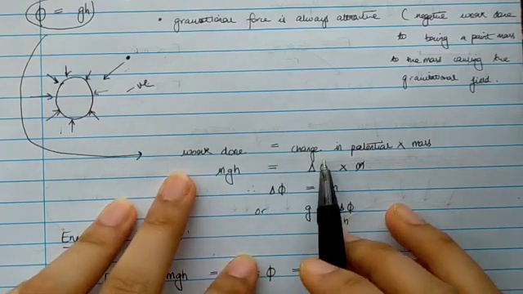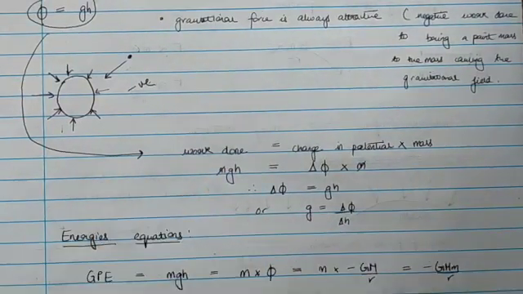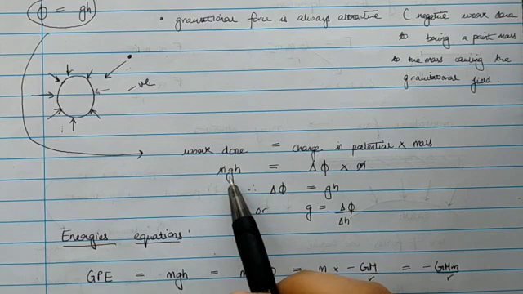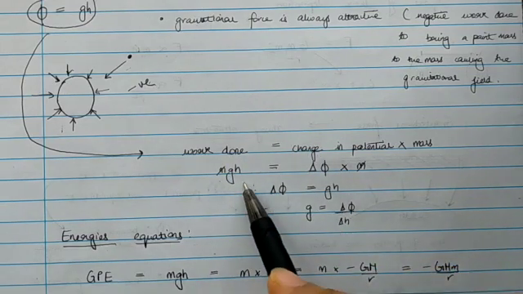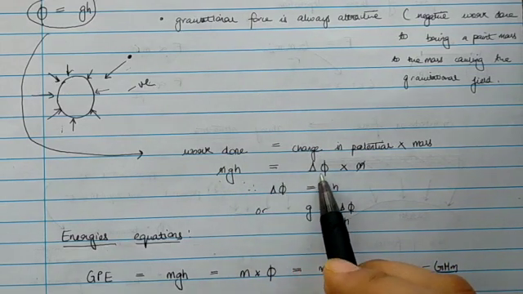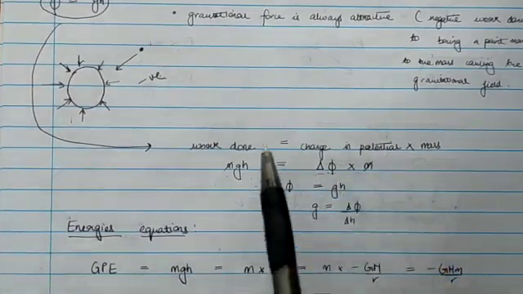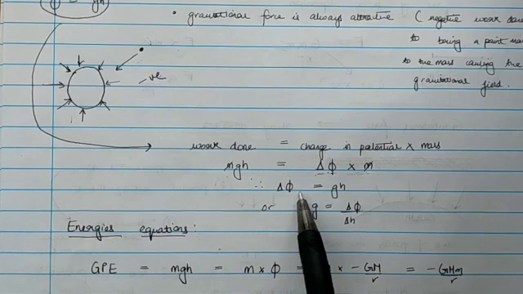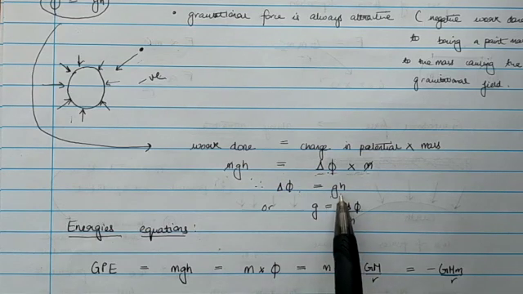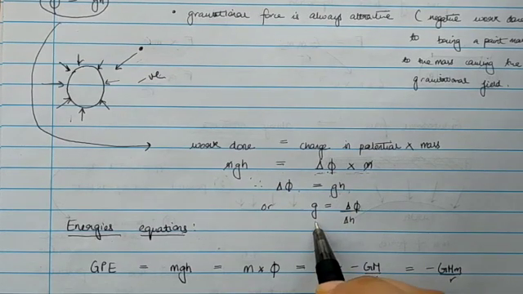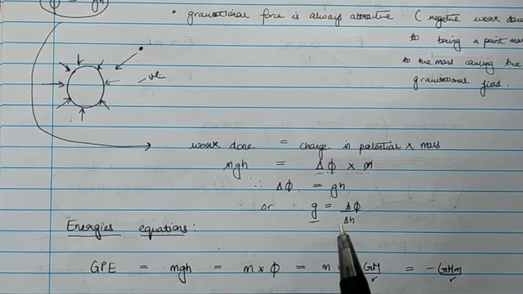The work done is the change in potential times mass. Now if you define the work done as the gravitational potential energy, which is mgh, you can equate it to the change in the potential times the mass. When you cancel the m's out, all you get is the change in potential is equal to gh. And so we say g, the gravitational field strength, is the change in potential divided by the change in height. So this is a very important formula as well.